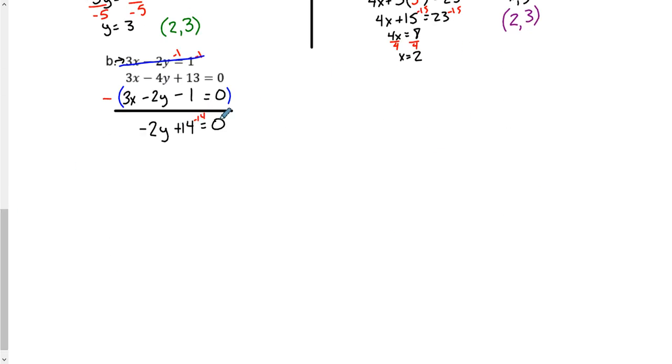So I can subtract my 14. Negative 2y is negative 14. Divide by the negative 2. And y is 7.